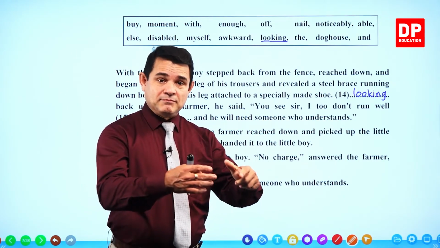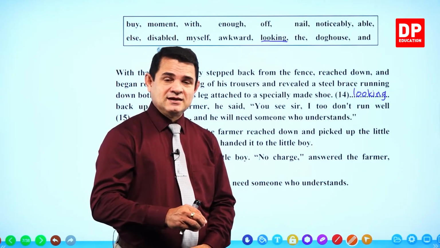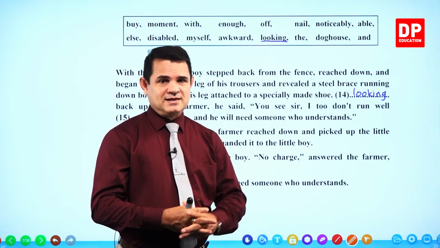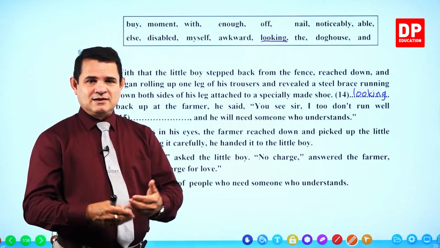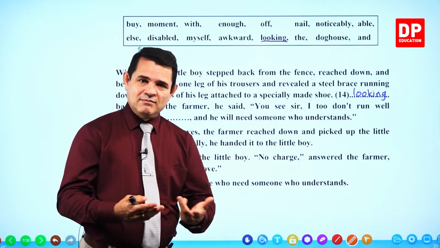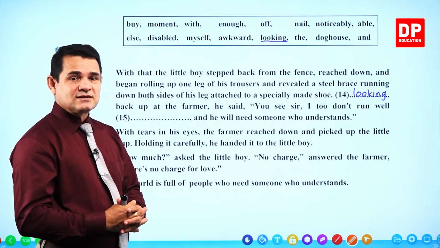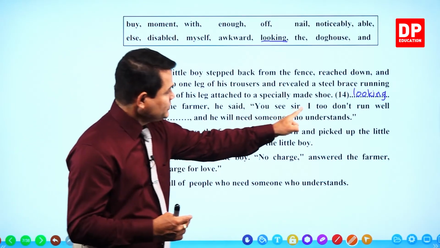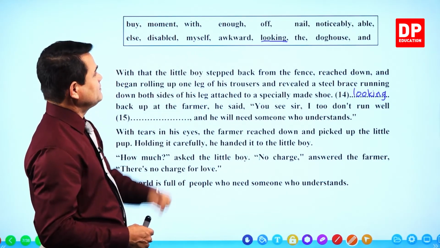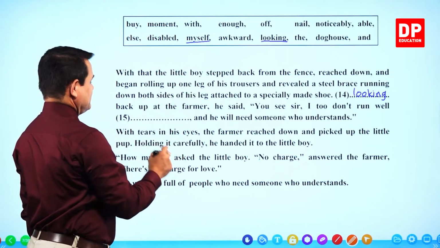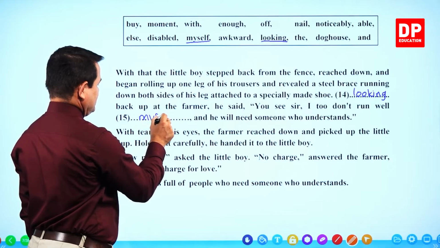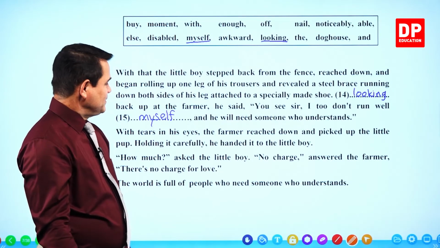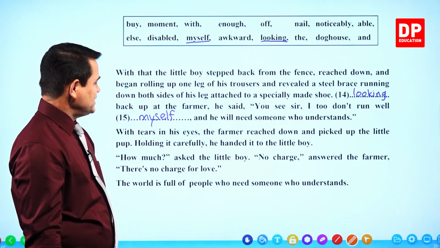If I take that puppy, I will understand. Not only puppies, even people are there who cannot run like him. So thinking that he is trying to buy that puppy. So what can the word coming to this place be? "I too don't run well myself, and he will need someone who understands."